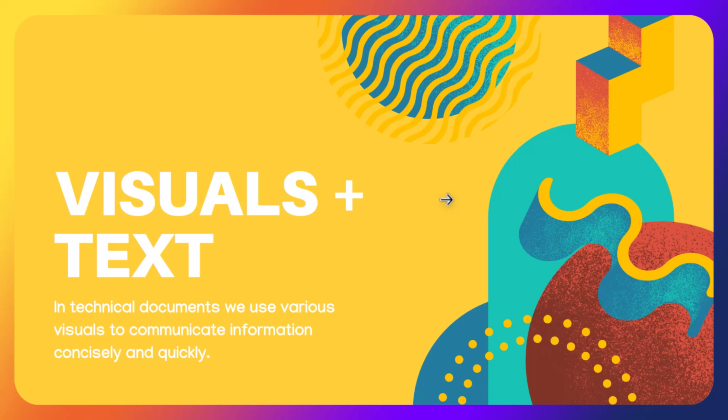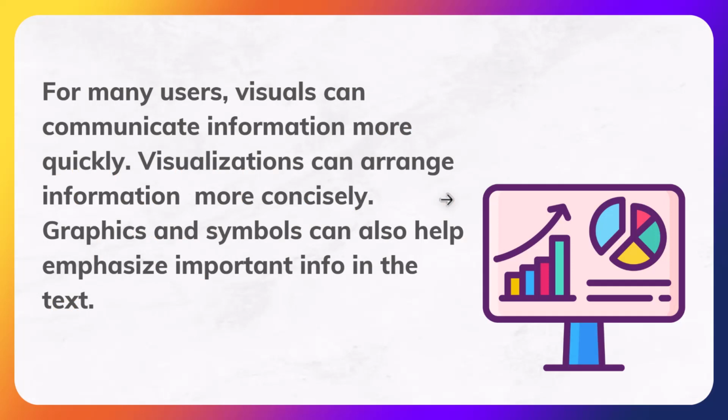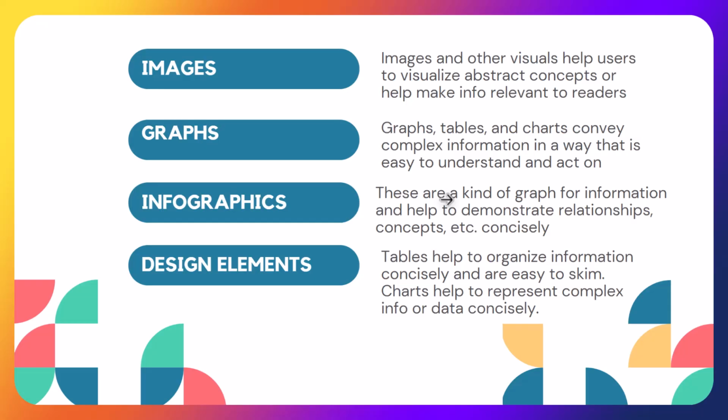Using a combination of visuals and text in technical documents also helps to convey information concisely and quickly, like I just said. So again, for many users, if they're sighted or they don't have a visual processing disorder, visuals can communicate information very, very quickly and can arrange a lot of information on the page. So think about, is there information in your document that could be converted into a visual? It also helps with emphasis, because if you're saying something in the text and then there's also a visual that conveys the same information, then you're emphasizing something over and over again, and a busy reader is going to get that point more easily.